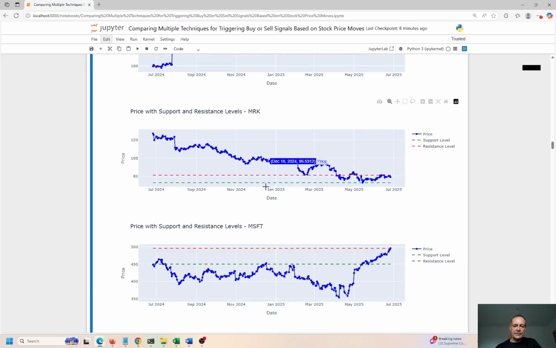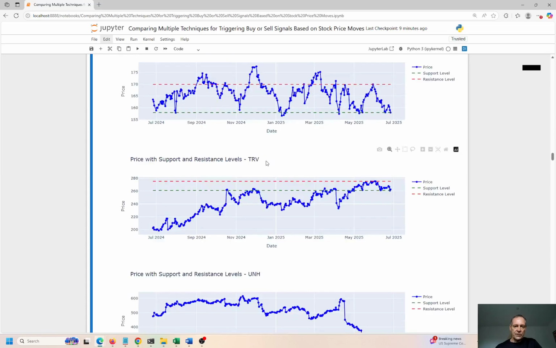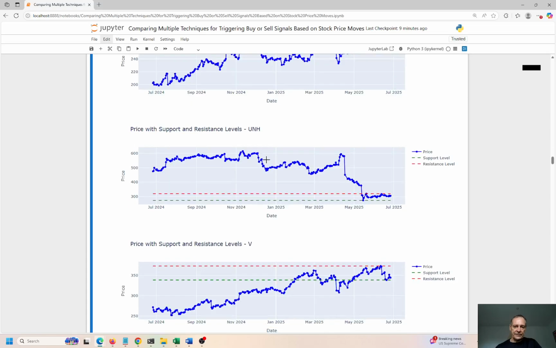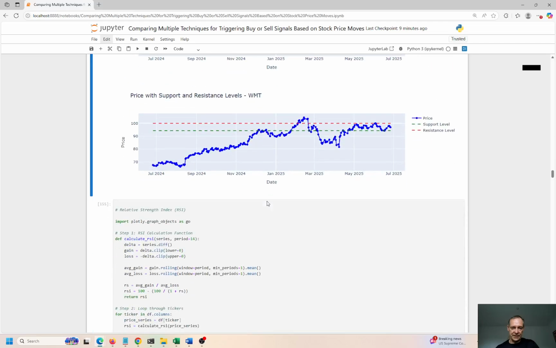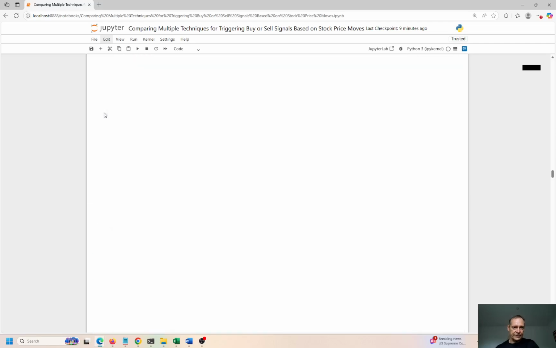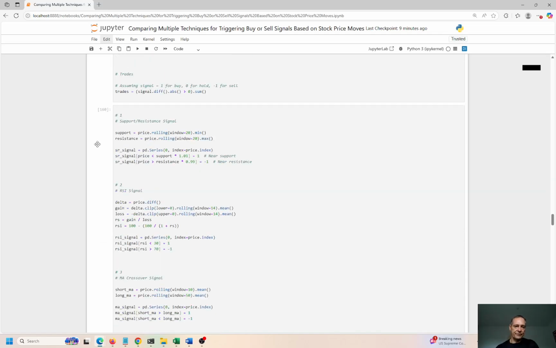Triple M, this is Merck, Microsoft, Nike, Procter & Gamble, TRV, I forgot what that is. This is United Healthcare. So most of the time it's above the support, the resistance level. That's okay. So we're making some good money. And it tends to hit the support level and bounce back. So I think that's fine. This support resistance level is pretty tight. There's not much margin there. And then we have Walmart, okay? So that was the first example of the first trading strategy. Let's move on to the second.